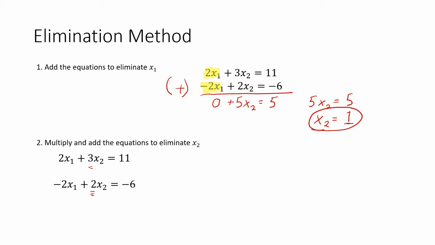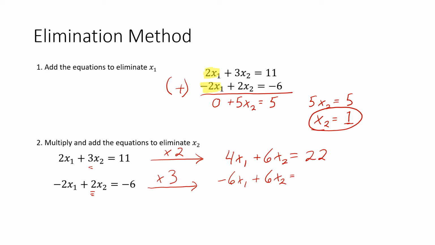So what I'm going to do is note that if I take this equation and multiply it by 2, what am I going to get? Multiply the entire thing by 2. Well, we get 4x1 plus 6x2 equals 22. And if I take this one and multiply the entire thing by 3, I'm going to get minus 6x1 plus 6x2 equals minus 18. So I've now gotten the same number in front of the x2's.